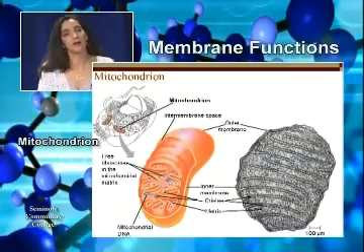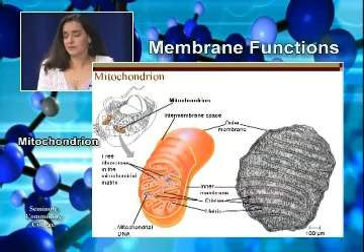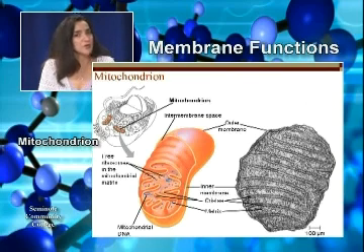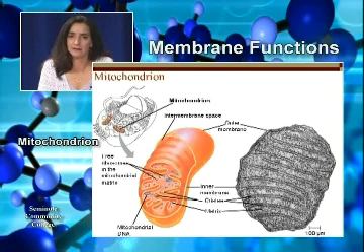Now, two more organelles we need to talk about. These two organelles are not part of the endomembrane system. They are made up of phospholipid bilayers, but they have nothing to do with the secretion and synthesis of our proteins. These are the mitochondria and the chloroplast.